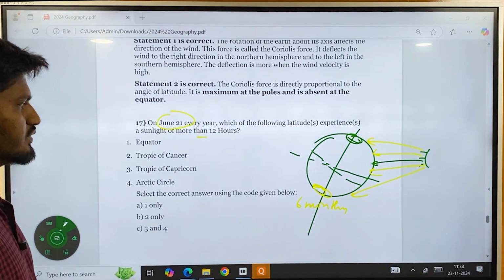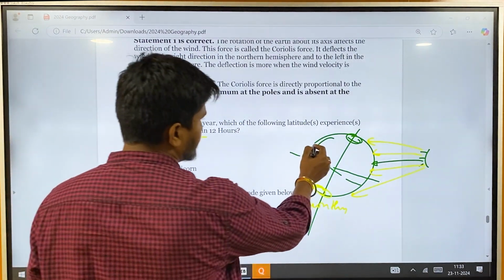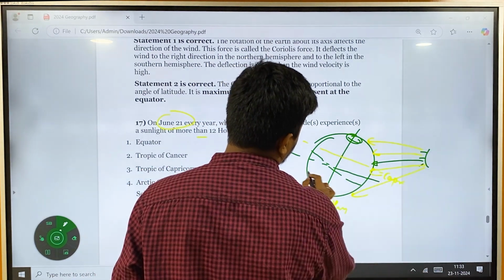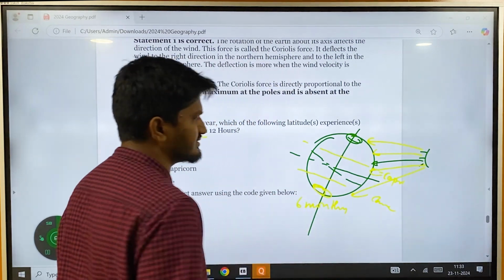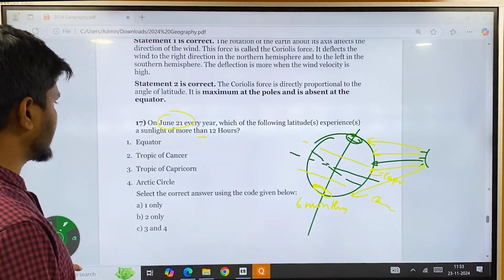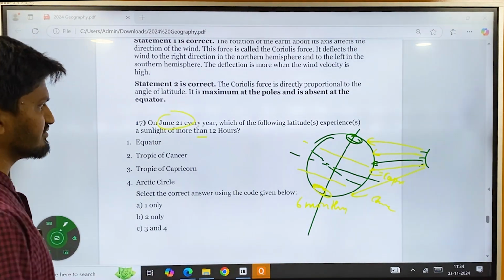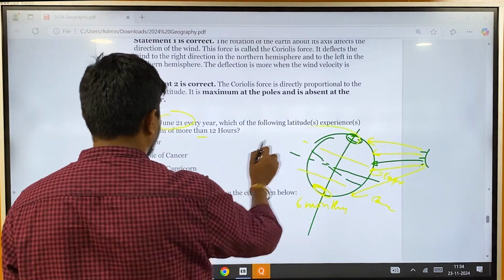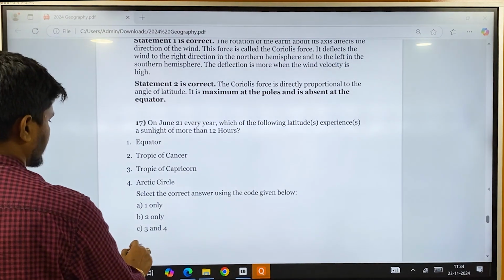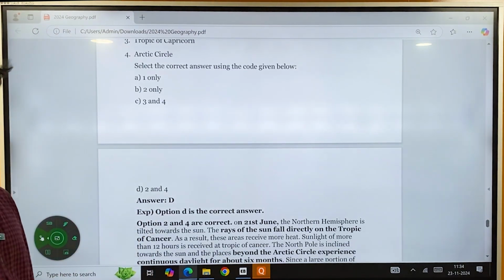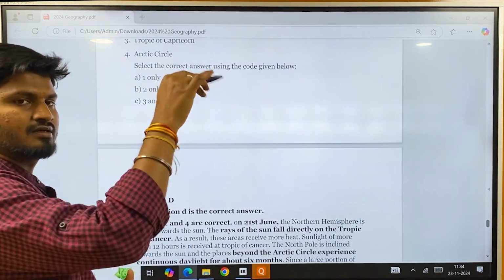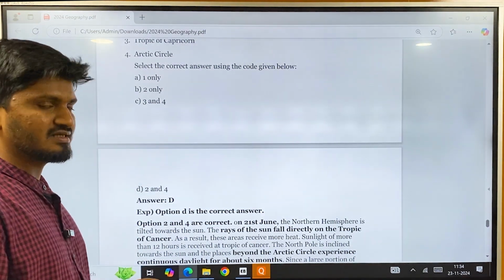So here, on 21st June every year, which of the following latitudes is going to witness sunlight of more than 12 hours? This is the equator, this is the Tropic of Capricorn, and this is the Tropic of Cancer. Southern hemisphere it is called Capricorn, northern hemisphere it is called Cancer. So which of the two are present in the northern hemisphere? Arctic Circle and Tropic of Cancer. So the correct answer here is D, 2 and 4 only. Understood, right? Because it is summer, the northern hemisphere is more exposed to the sunlight. The Arctic Circle and Tropic of Cancer are present in the northern hemisphere.